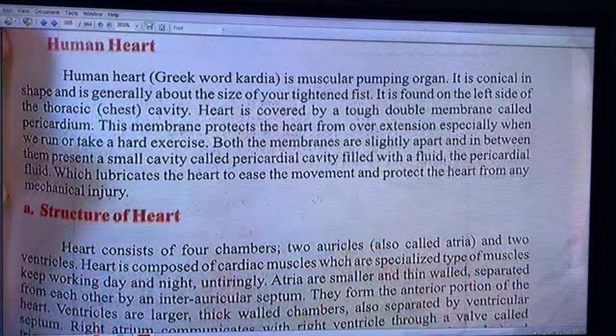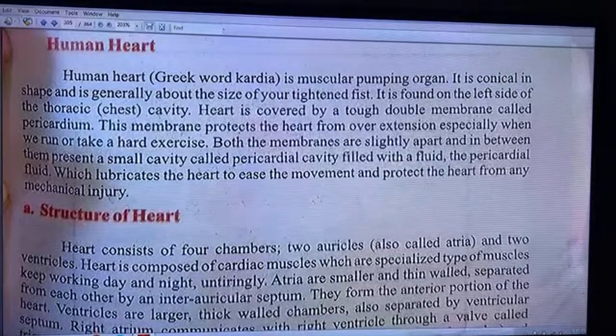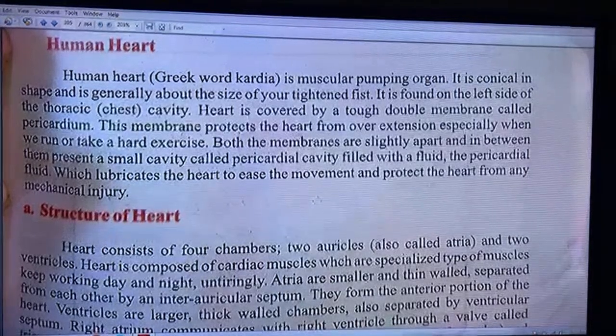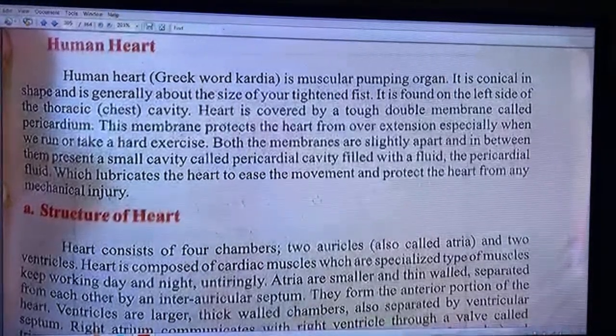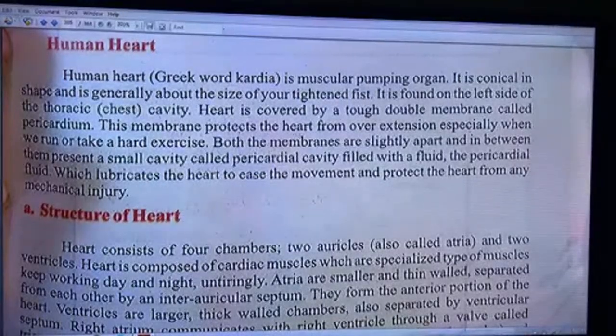Human heart. The human heart, from the Greek word cardia, is a muscular pumping organ. It is conical in shape and is generally about the size of your tightened fist. It is found on the left side of the thoracic chest cavity. The heart is covered by a tough double membrane called the pericardium.